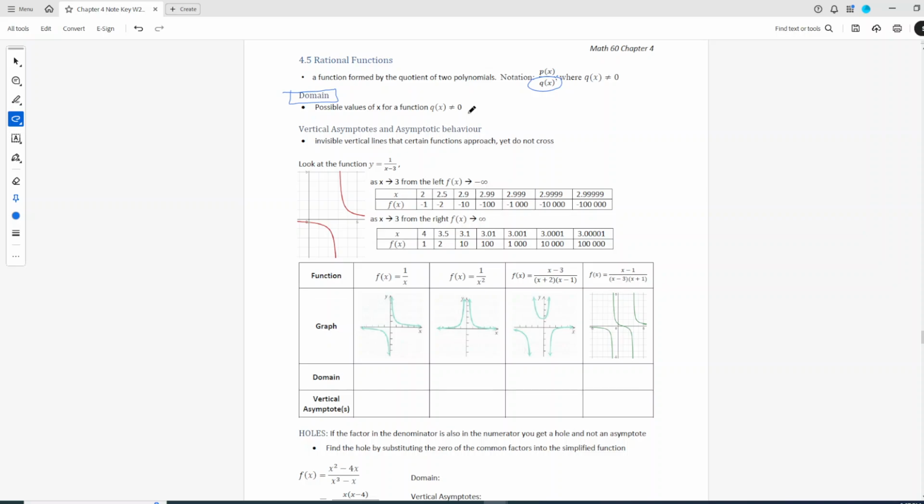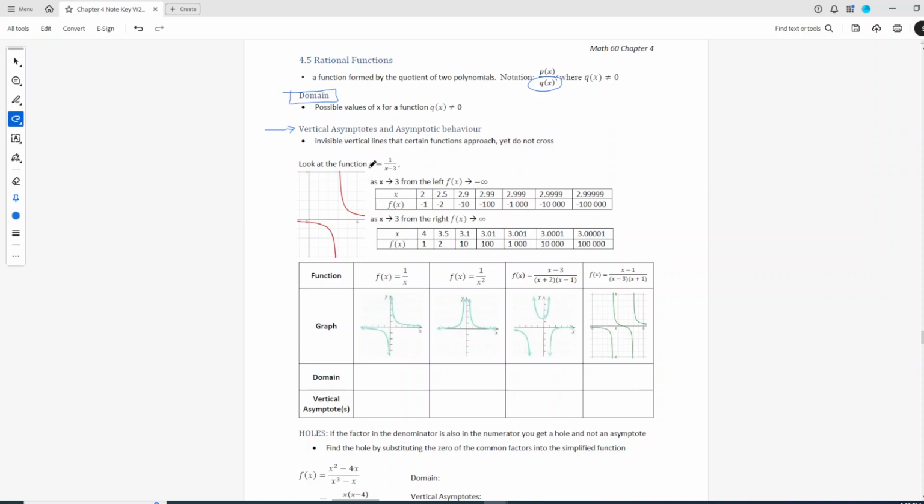And now what we're going to do, because that's something we already know and we've solved rational equations, is talk about what that does to a graph. When we have those domain restrictions where x cannot equal something for a rational function, we're going to get what we call vertical asymptotes, and your graph is going to exhibit asymptotic behavior. So a vertical asymptote is an invisible line that your function will approach but not cross.